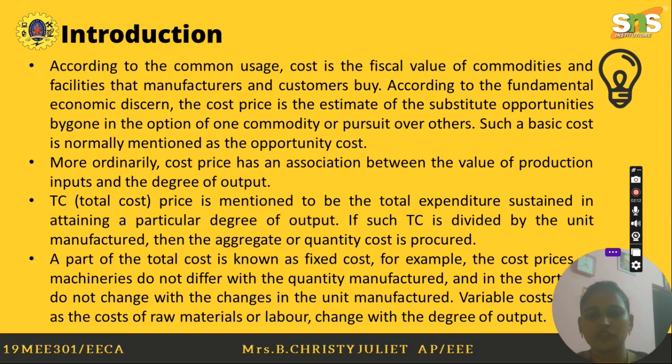So a part of the total cost, which is known as fixed cost, is the cost price of machineries that do not differ with the quantity manufactured, and there are certain variables which will vary with the change in output level, which changes with the degree of output, and those costs are like cost for raw materials, labors, etc. So those costs will come under the variable cost. So when you add these together, you will get the total cost.